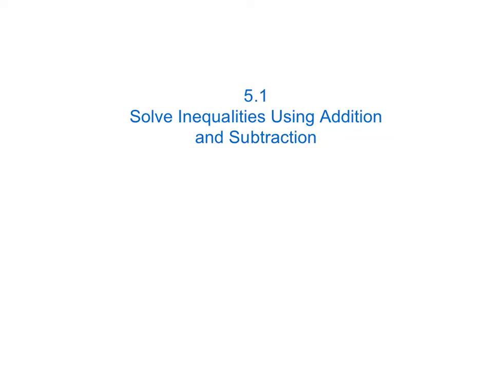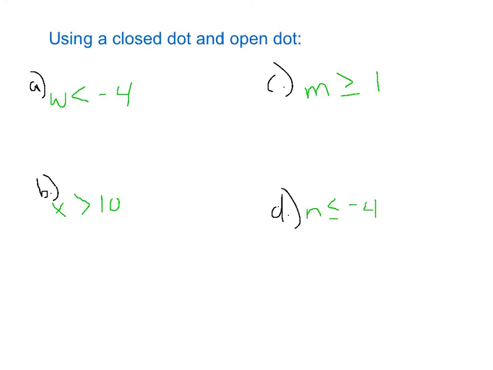Right, continuing on, now going to Chapter 5. The first section we're going to look at is solving inequalities using addition and subtraction. As we solve inequalities, we are going to have to graph them on a number line, so we need to discuss when to use an open and a closed dot. So I've got some examples here.